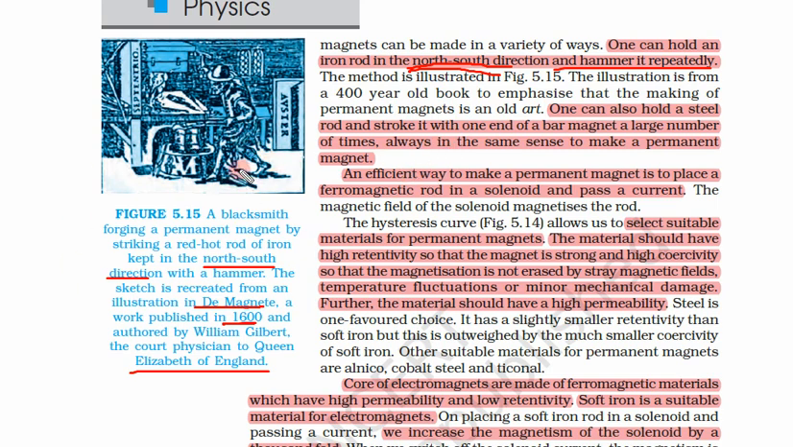So how can we make a permanent magnet? We take a red hot iron rod, so we increase the temperature of the iron rod, put it in north south direction, because in that direction the permanent magnetic field of earth is there, and repeatedly beat it with a hammer. The method is illustrated in this figure. The illustration is from a 400-year-old book, so that means it is quite old, to emphasize that making of a permanent magnet is an old art. This is not something new.